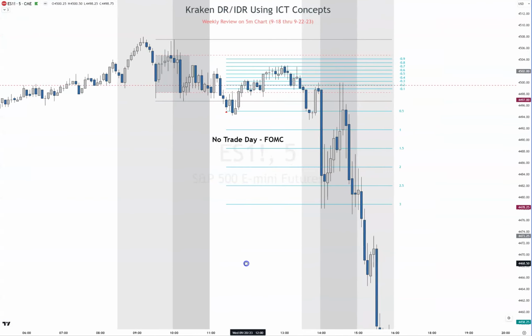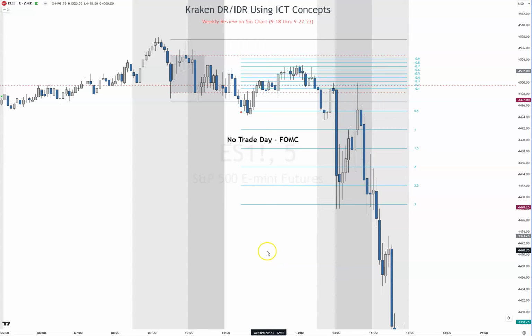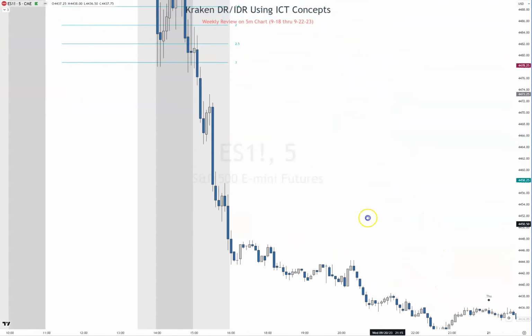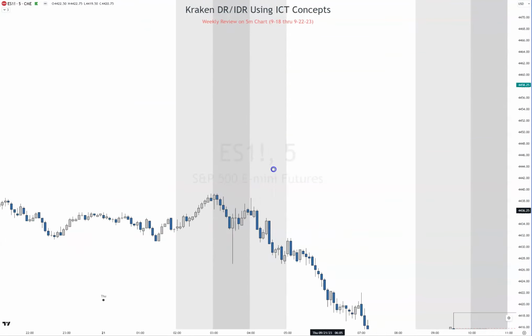Wednesday was FOMC. So we did not trade this day. This was a no trade day for me. Like I said, FOMC is right here, and this is just kind of ranges, and it's very consolidating most of the time. So I just don't trade it. So this is a no trade day. I didn't even worry about it. So Wednesday was a no trade day.